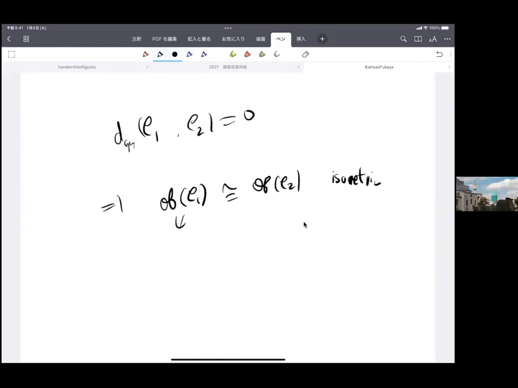And you have two things: C1 prime and C2, and the C2 prime. Then we take this Floer homology.